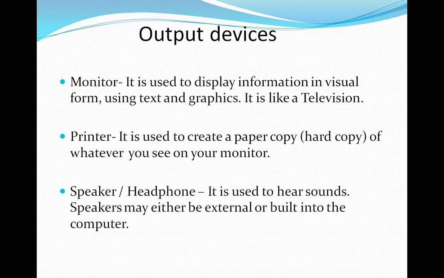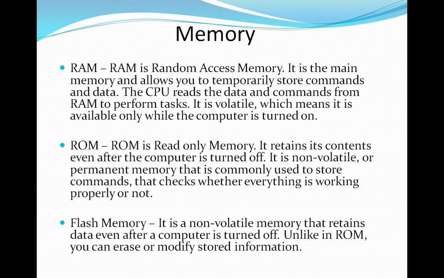Now our next topic is memory. Memory is divided into three main categories. First one is RAM. RAM stands for random access memory. It is the main memory and it allows you to temporarily store commands and data. For example, you are currently running a process on your computer system. In the meantime, when temporary results are generated, these results are stored in RAM, random access memory. So random access memory is used to store temporary results in your computer system. After processing your full result, you can see it as an output on your computer screen.